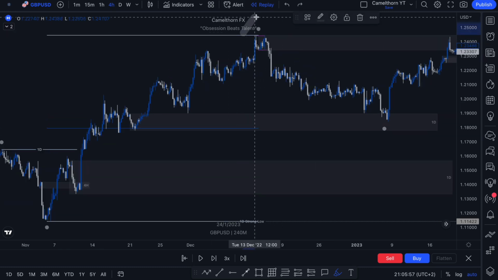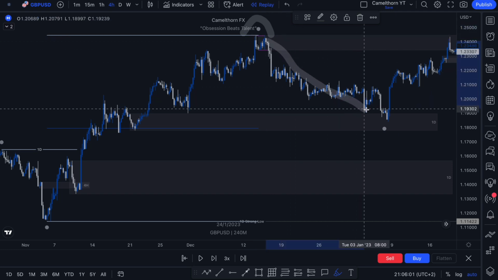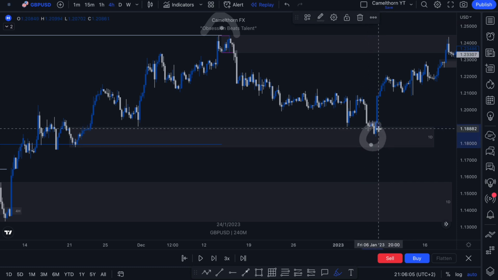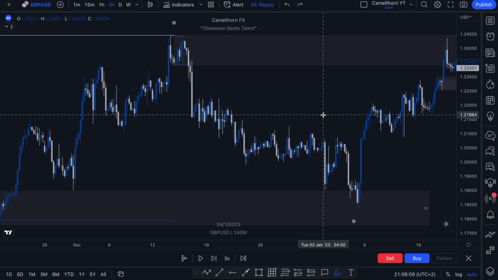So after we get a new swing high, what can we anticipate? We can anticipate price action to pull back lower. We can obviously see that this is that daily demand zone which was mitigated. So from a 4-hour external structure point of view now, what does that look like?